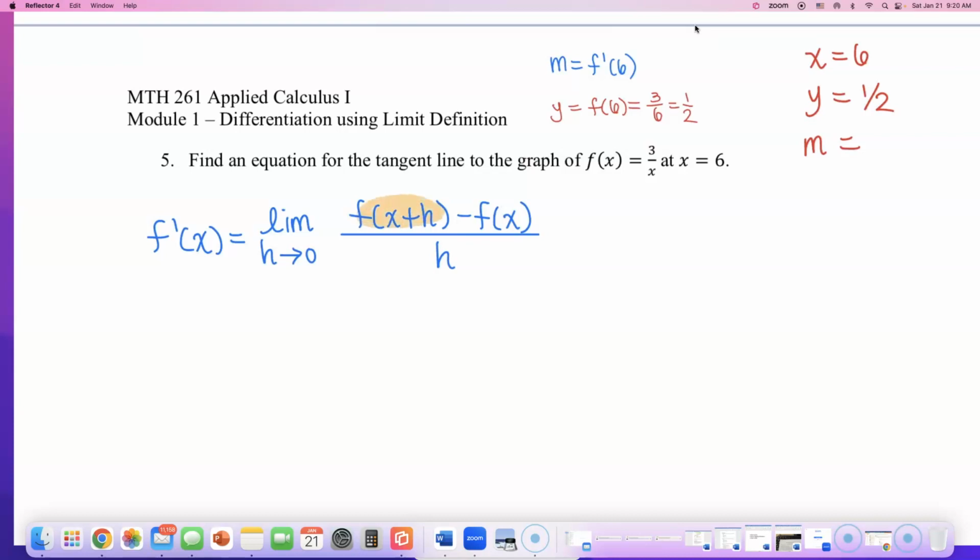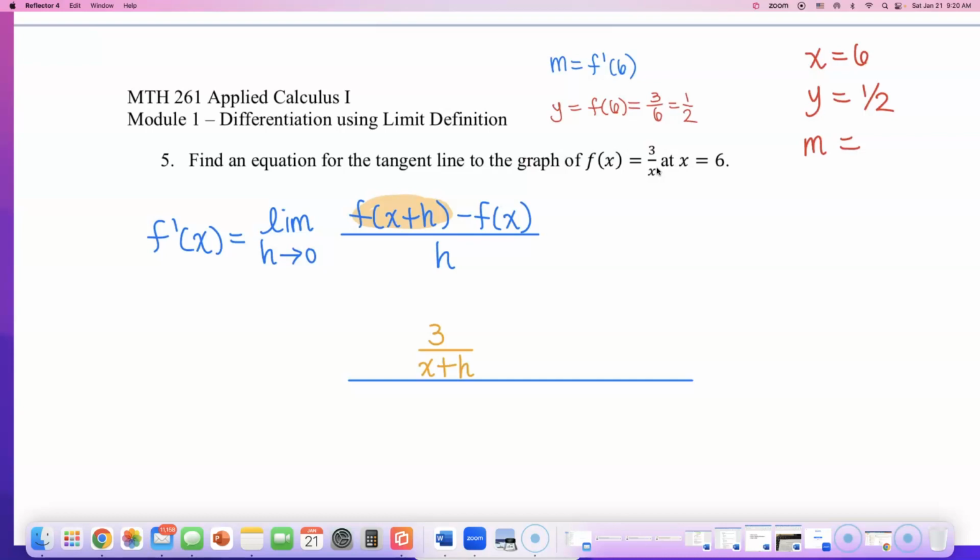I'm going to do f of x plus h first. I don't think the fraction bar has to be that long. Let me write this a little bit shorter. I have to plug in x plus h into this x. See, that's what I need to do, right? So that will turn into 3 over x plus h. So write 3 over x plus h.